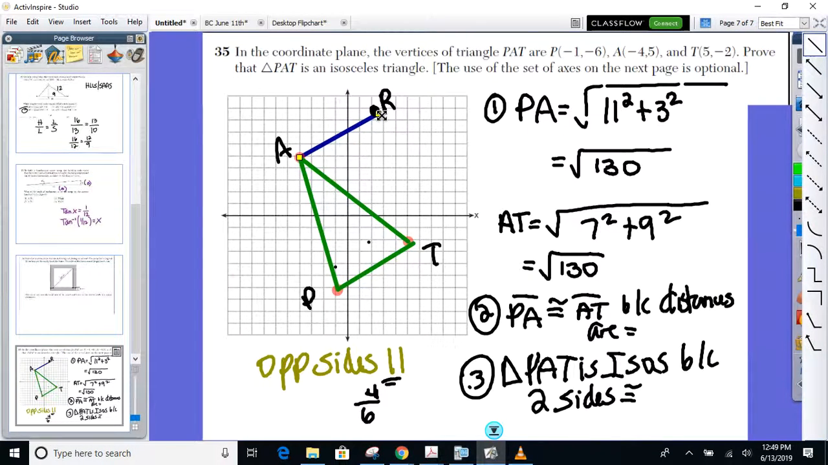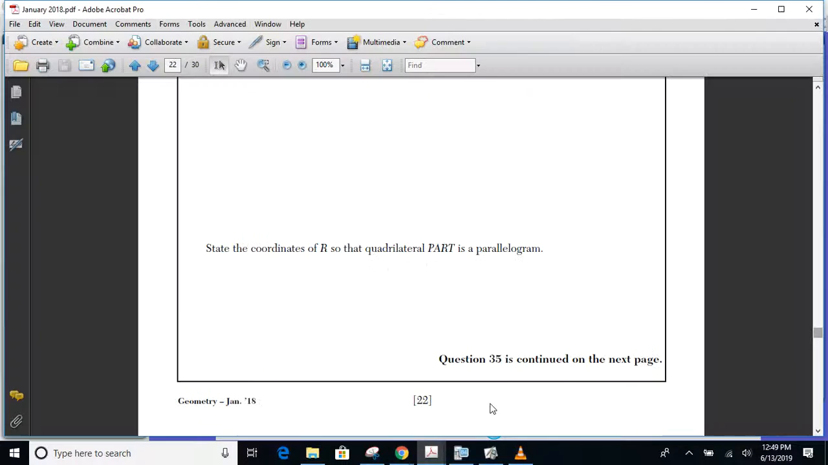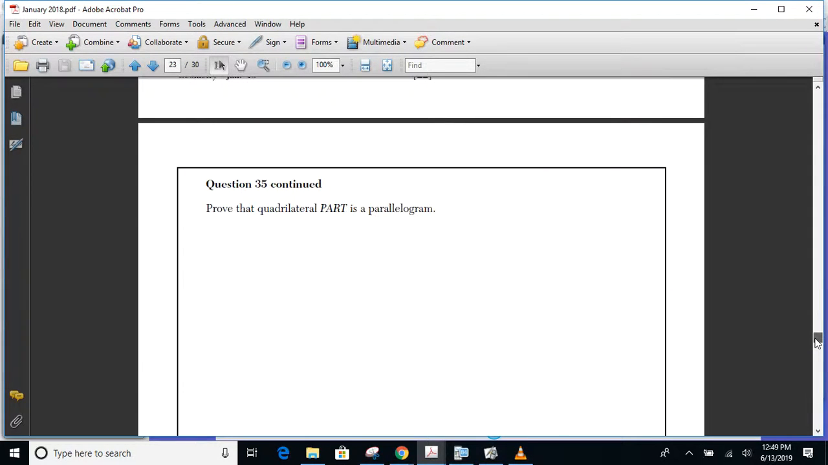Okay, so what is point R? Because that's the ultimate question here. Over 2, 1, 2, 3, 4, 5, 6, 7, 8, 9. So R is (2, 9). That's what we would be looking for. That's the second part of the question, right? Where does it say that? Oh, there it is. Okay.